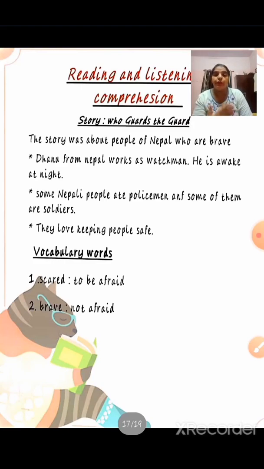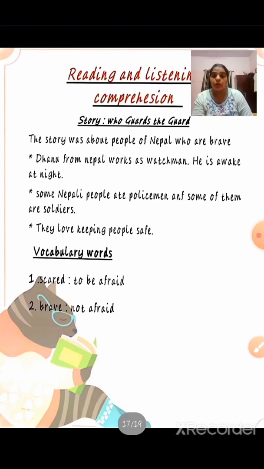So in the story we read many words. Out of them we read some words and look out for their meanings. So in the story we read the word scared. So scared means, like in the story we read, thieves are scared of him. So scared means to be afraid. If somebody is afraid, that means some are scared.